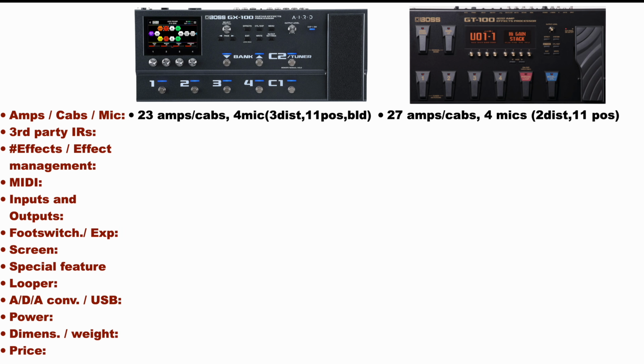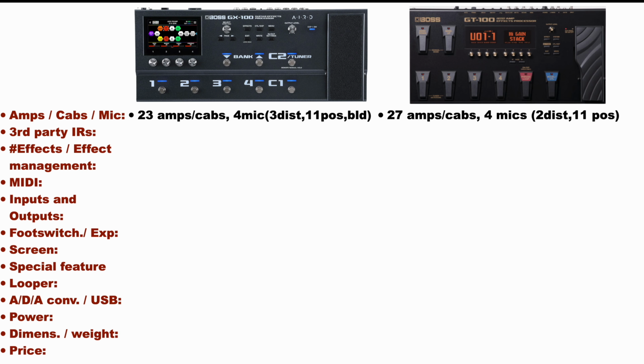Here Boss uses its proprietary AIRD technology, which basically simulates the whole signal chain, I mean amp plus cab, in order to include also in the simulation the interaction between the two, which is, in Boss' opinion, a big plus and a differentiating factor compared to the other units.